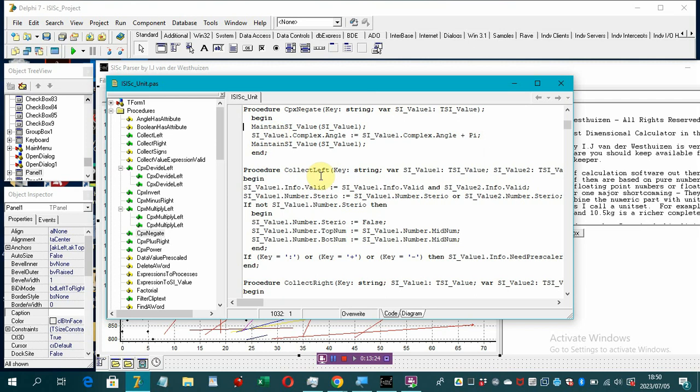There's complex, don't worry about that. Yeah, it's called collect left. Don't worry about that. Let's do what's obviously complex divide left.